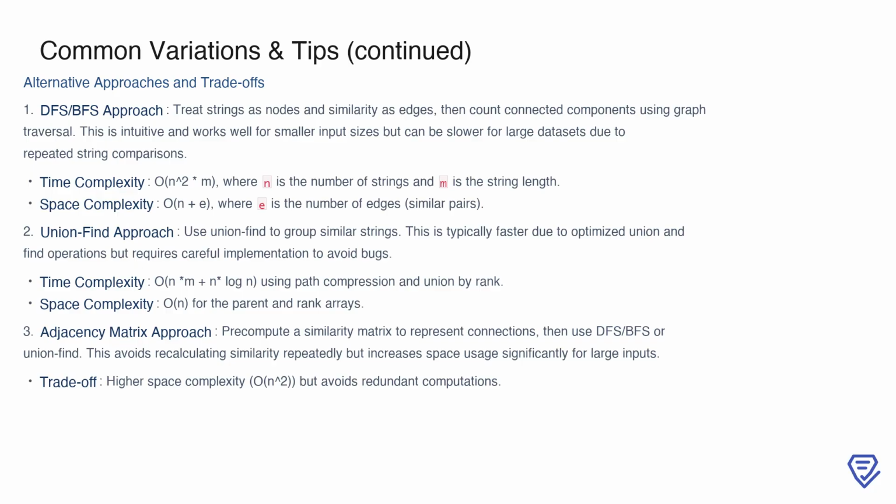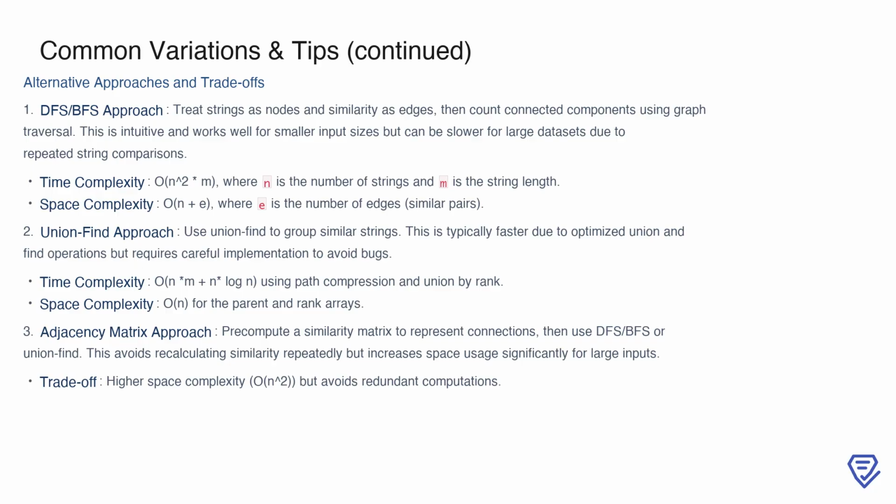Finally, let's consider some alternative approaches and their trade-offs. One common approach is to treat the strings as nodes and similarity as edges, and then use DFS or BFS to count connected components. This method is intuitive and works well for smaller datasets, but it can become slower for large inputs due to repeated string comparisons. Its time complexity is O(n² * m), where n is the number of strings and m is the string length, while the space complexity is O(n + e), where e is the number of edges.